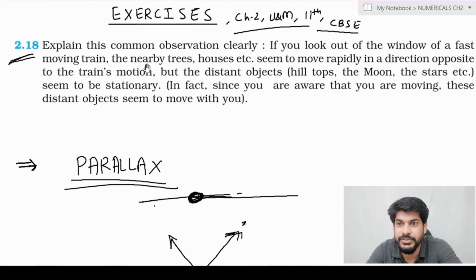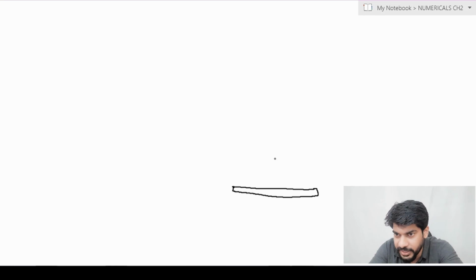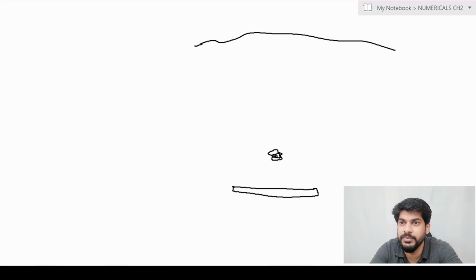The same thing happens when we are moving in a train, looking out of the window of a moving train. Suppose, for example, this is the train. Let's say there is a tree over here, a nearby tree, and here are some hills. Definitely this hill will appear smaller to us because it is very far. Let's assume there is a hill over here.